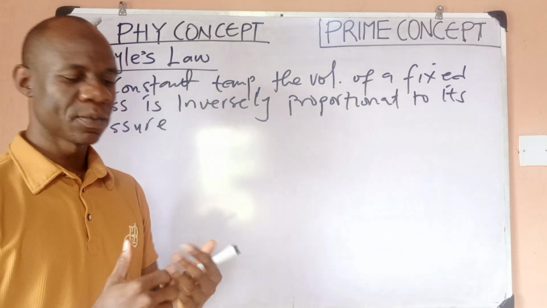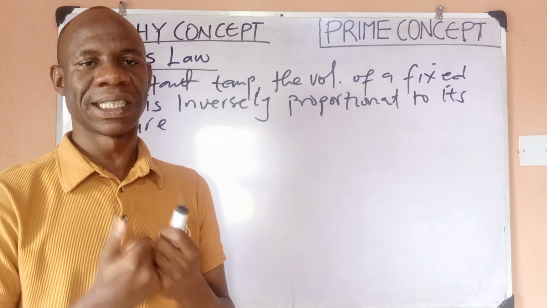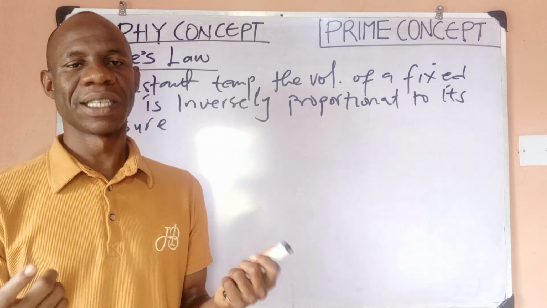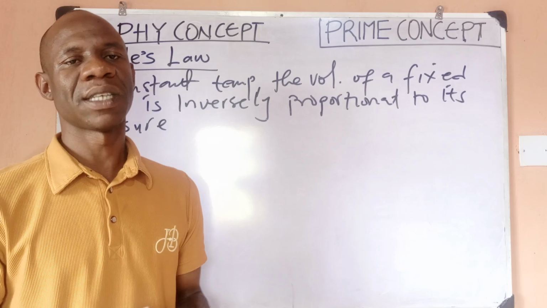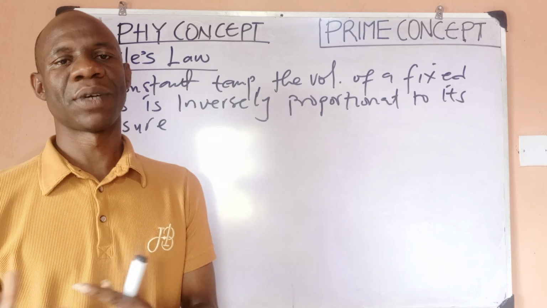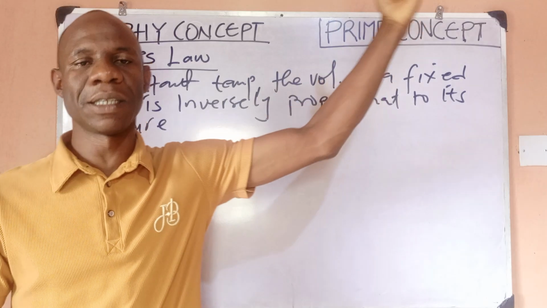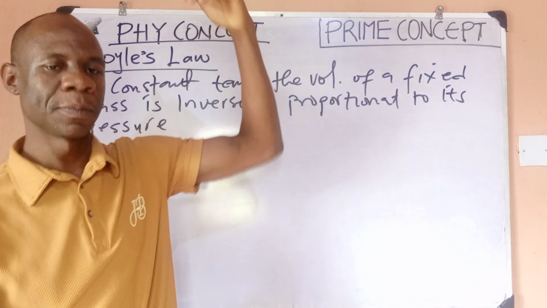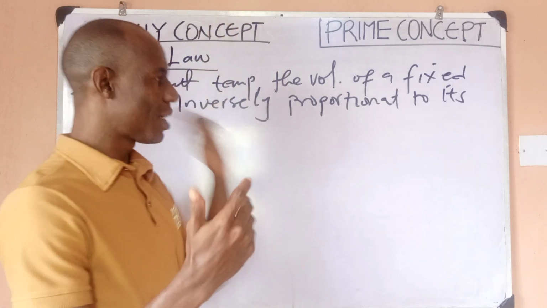That is to say, when you increase the volume of a system, the pressure would decrease, right? That is what the law is actually saying. Volume and pressure are inversely related. So when volume is increasing, pressure is decreasing. When volume is decreasing, pressure is increasing. So that is what it is saying.